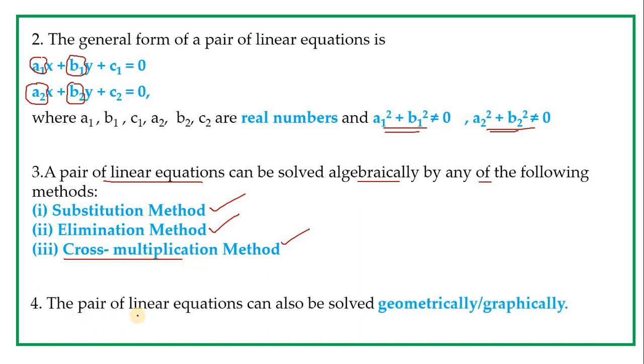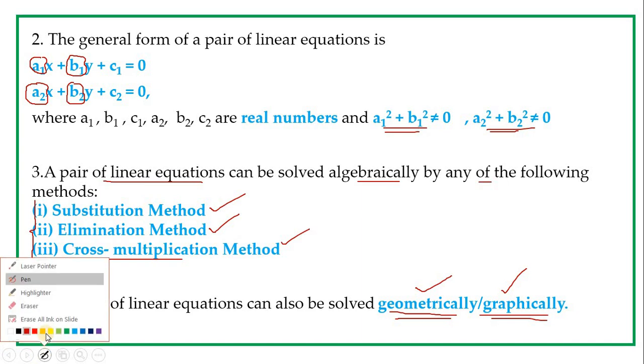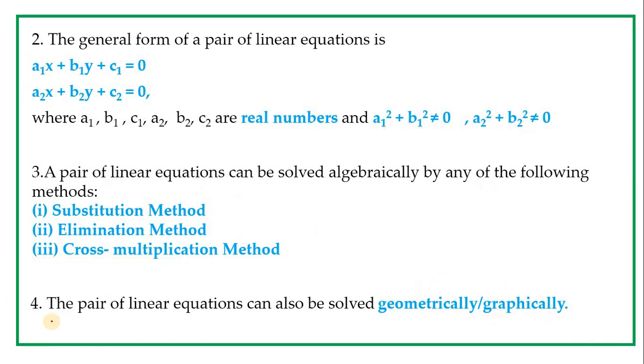Next, fourth point is, the pair of linear equations can also be solved geometrically or graphically. Whenever they give you a pair of linear equations in two variables, it can be solved geometrically or graphically. Geometrically means we have three methods. Graphically means we have to prepare a table and then solve by drawing the graph. These are the very important things from this chapter. You want to keep it in your mind, children. But very, very important is that table and this general form, keep these things in mind.